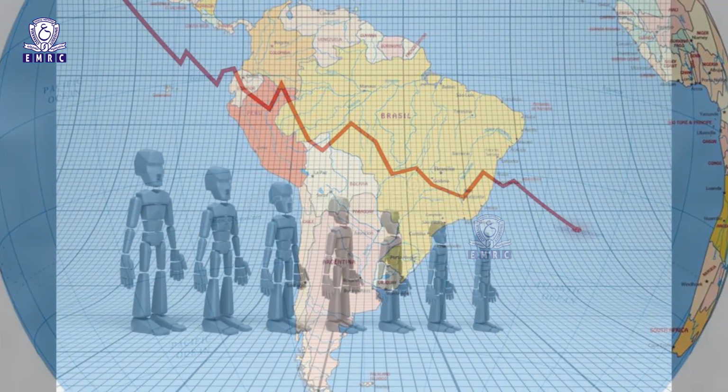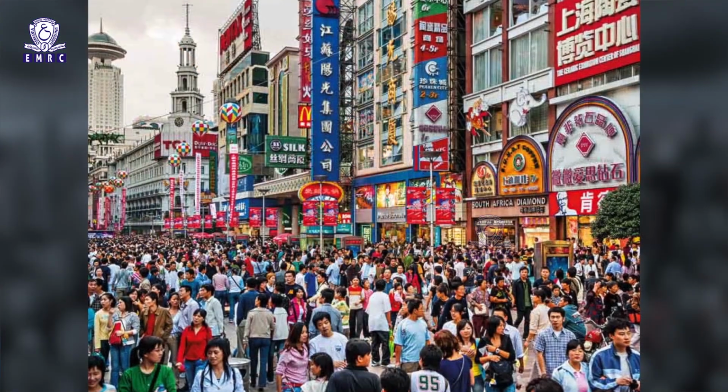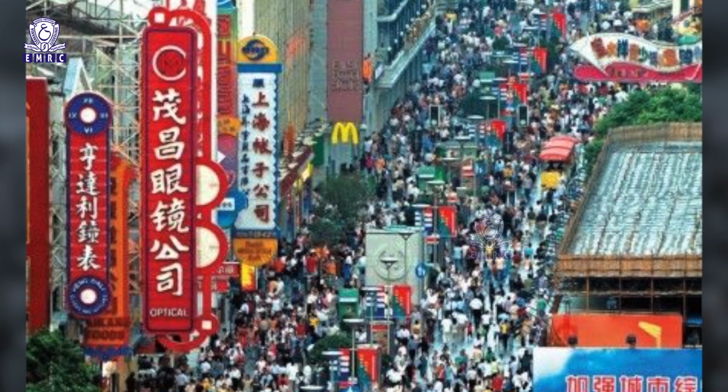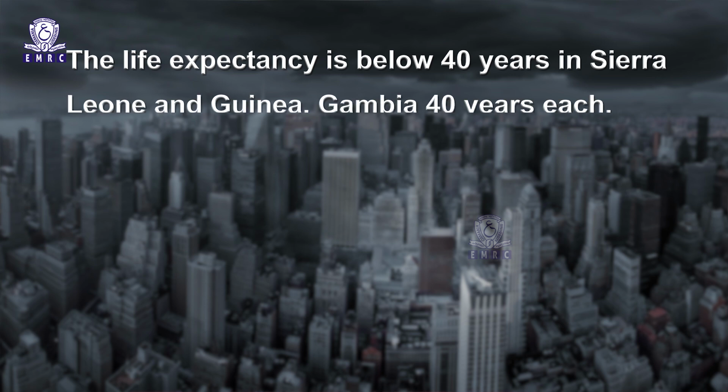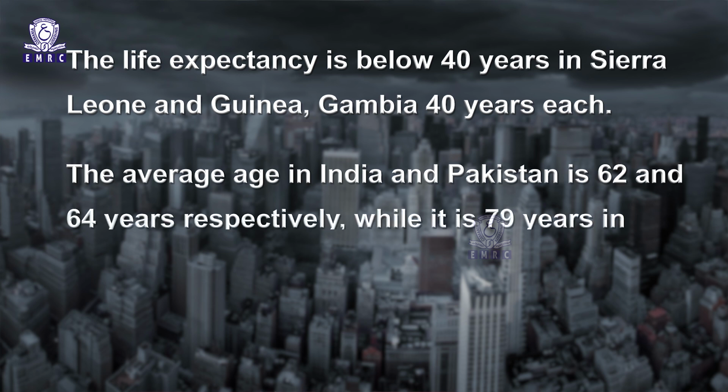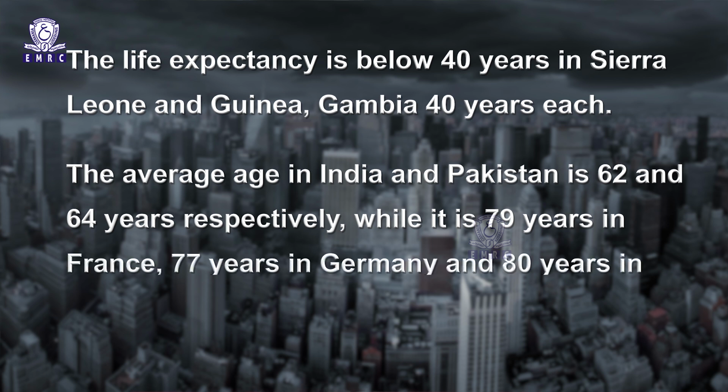In South America, the declines have been small, while in China, the population growth has halved in the last 2 decades. The life expectancy is below 40 years in Sierra Leone, and Guinea and Gambia 40 years each. The average age in India and Pakistan is 62 and 64 years respectively, while it is 79 years in France, 77 years in Germany and 80 years in Japan. There are also striking variations in the population composition of the developing and the developed world.